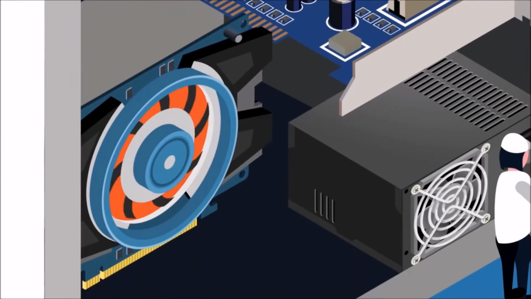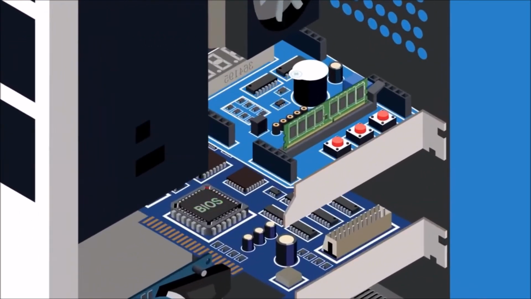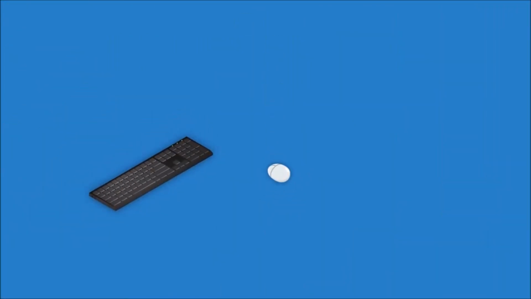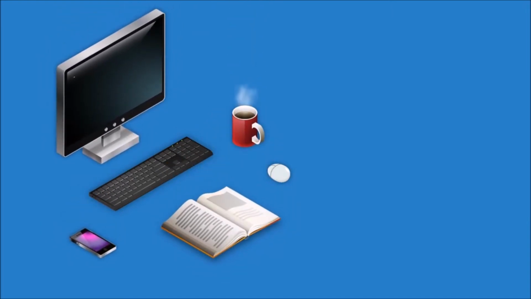The POST then checks to make sure it can find the CPU and that it is communicating. Then it tests your RAM, random access memory. This is a very basic check of whether it can communicate with your RAM. Now it checks for the keyboard and mouse. Depending on the type of keyboard you have, you might see the backlight briefly flash at this point.